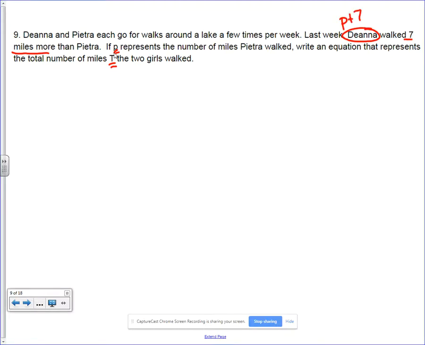I want their total to be T. Well, if I want a total, I'm going to add them both together. It would look something like that. Or you can combine your two P's, and that would also be an acceptable answer.